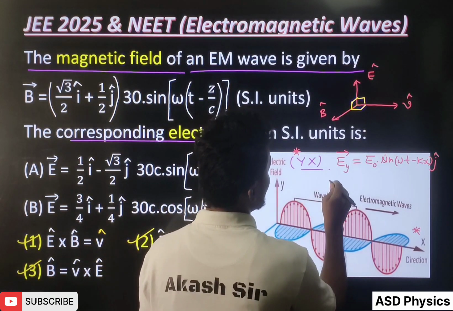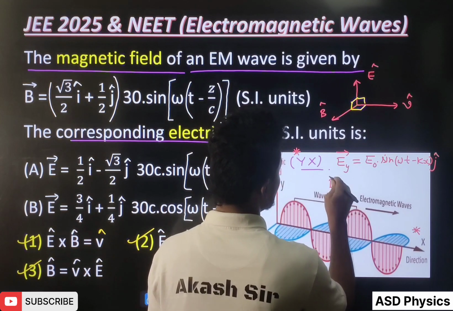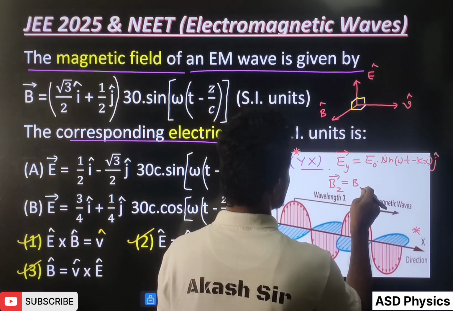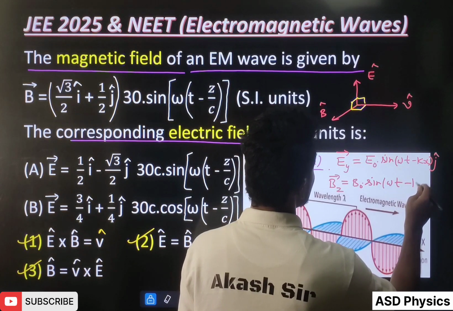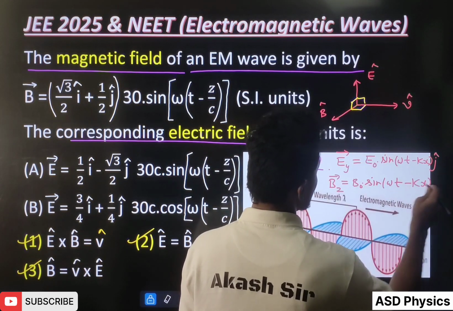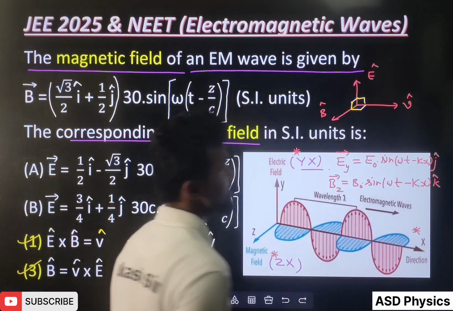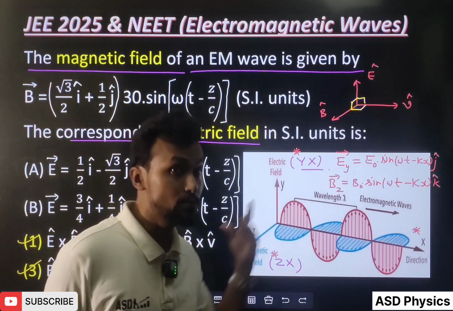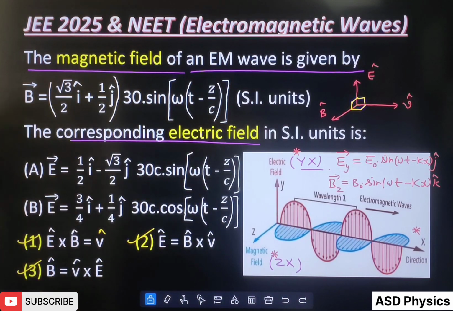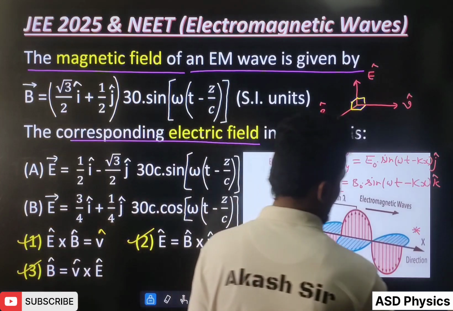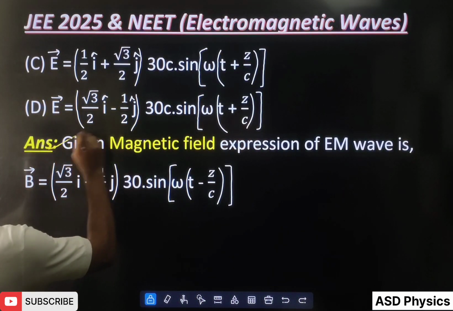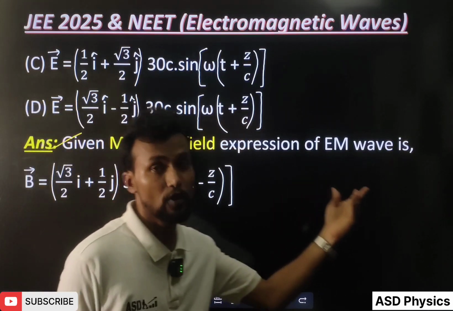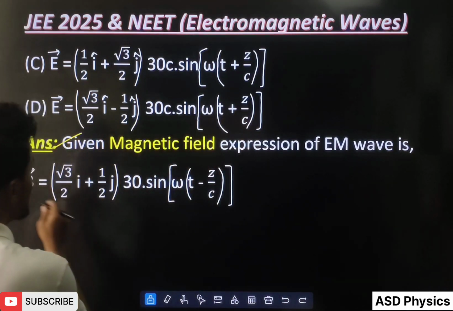If we talk about the magnetic field, B_z is given by the amplitude into sine, you can write cos also, no problem, of omega t minus kx, into the Z direction. That means I have to write the k cap. Kindly see these basics. Now we are ready to solve the question. Students, the given magnetic field expression for the electromagnetic wave is given by this one.